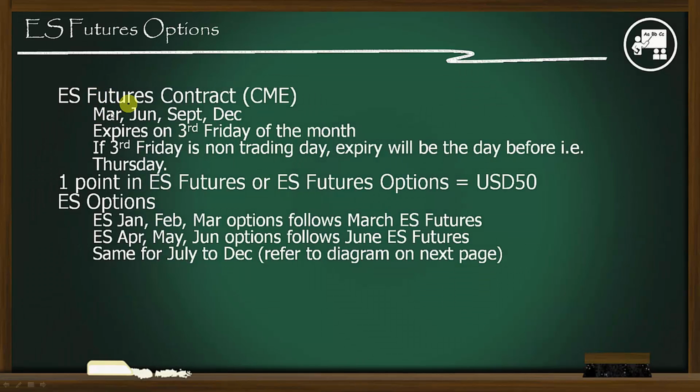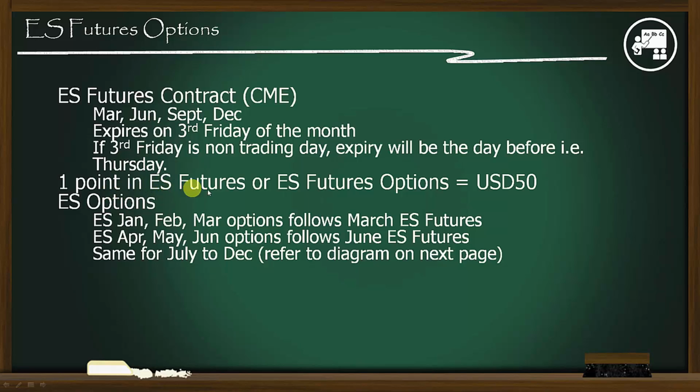The ES futures contract has 4 different expiry months: March, June, September, December every year. And it expires on the 3rd Friday of the month. If the 3rd Friday is a non-trading day, expiry will be on the day before, which is Thursday. For the March futures contract, it will expire on the 3rd Friday of March, and for June, it will be the 3rd Friday of June, and so on.